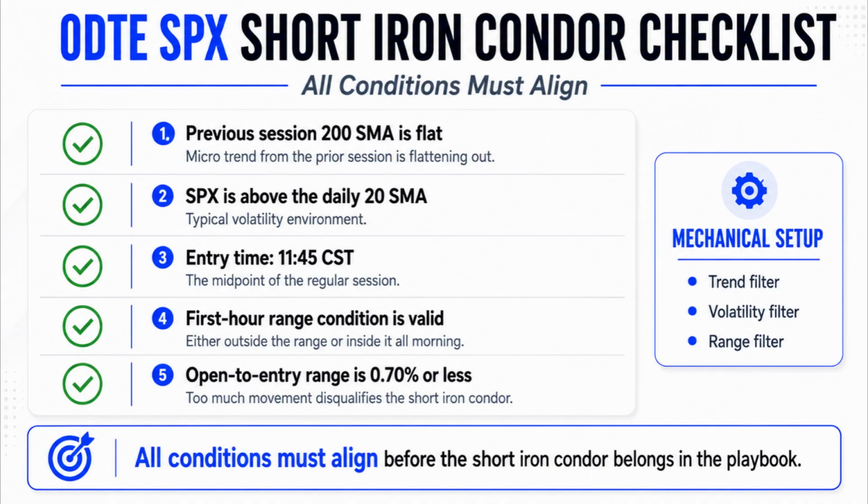Now the question is timing. This trade will go on at the midpoint of the regular trading session. Additionally, the first half of the day gives us enough information to judge the conditions before entering the trade.